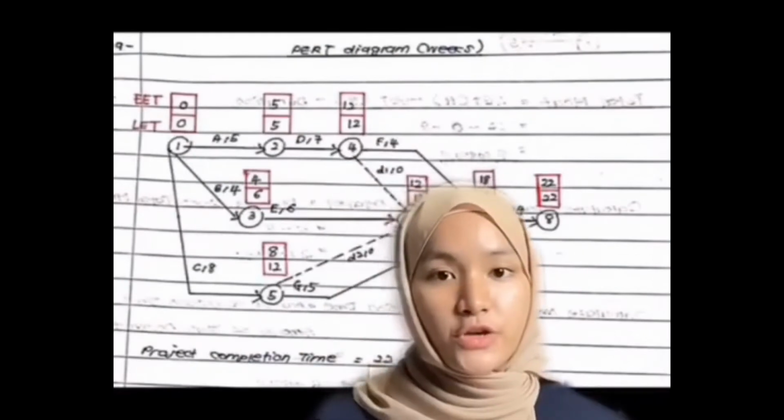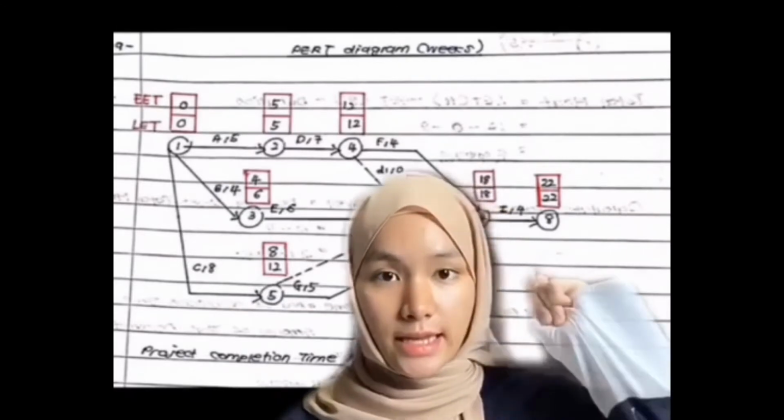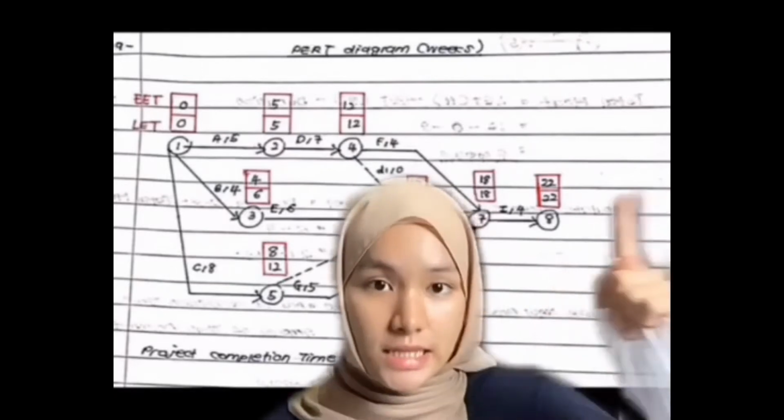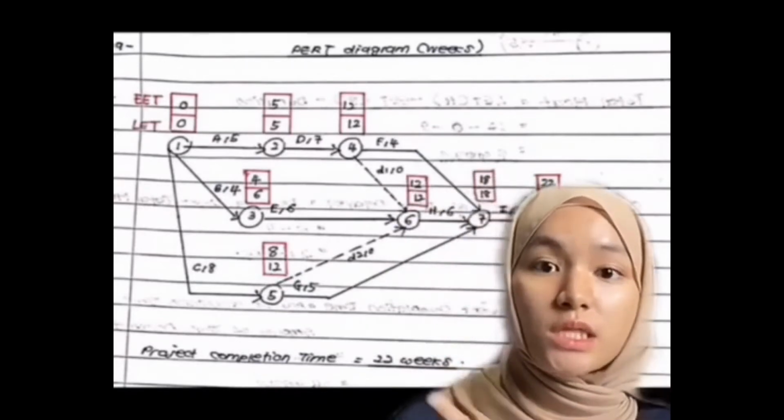Okay, how to calculate project completion time? To calculate project completion time, you need to refer to the EET and LET at the ending node, which means here 8 is the ending node with EET and LET 22, which means project completion time for this question is equal to 22 weeks.